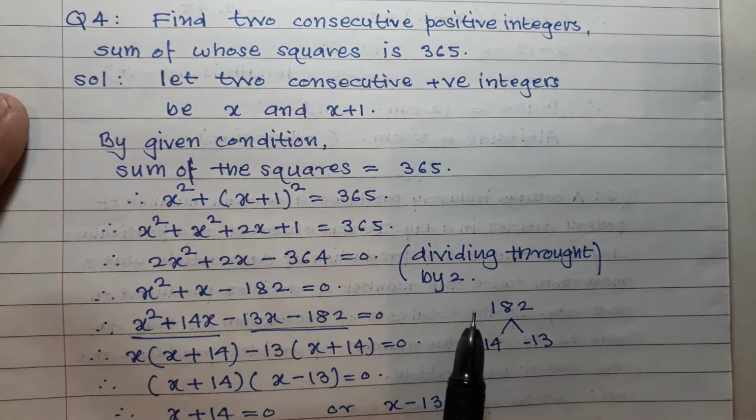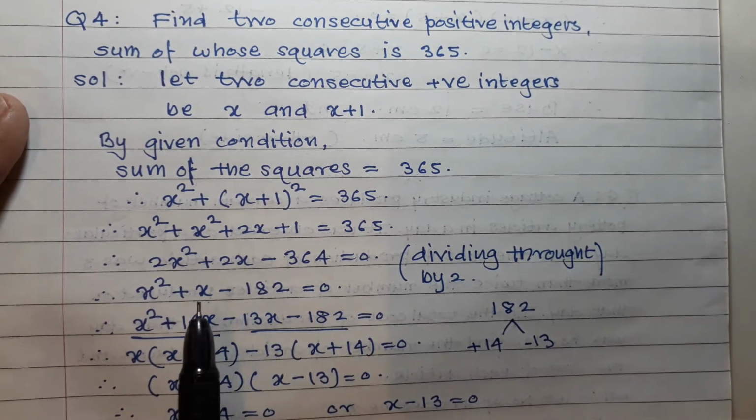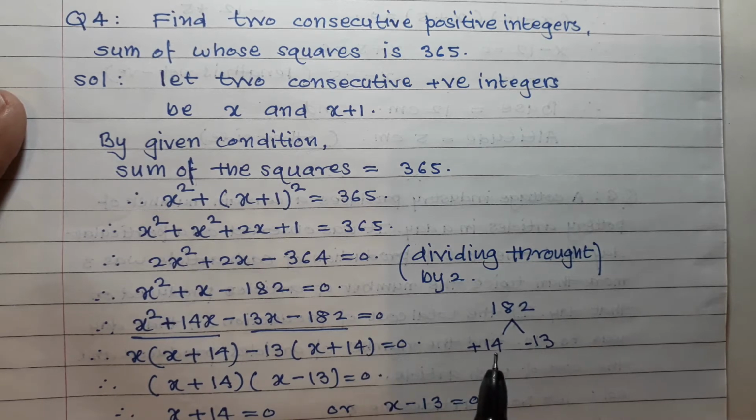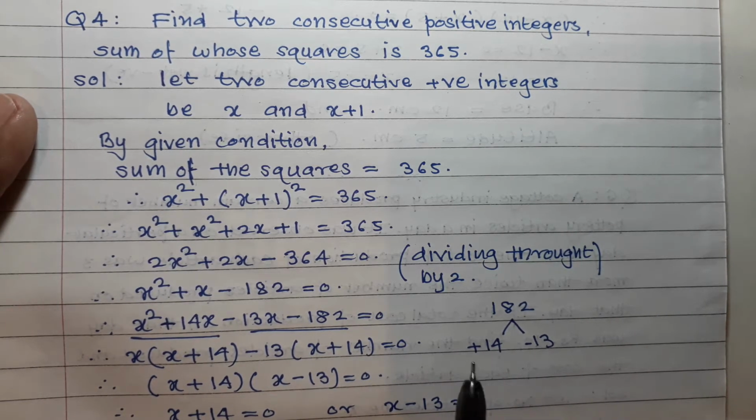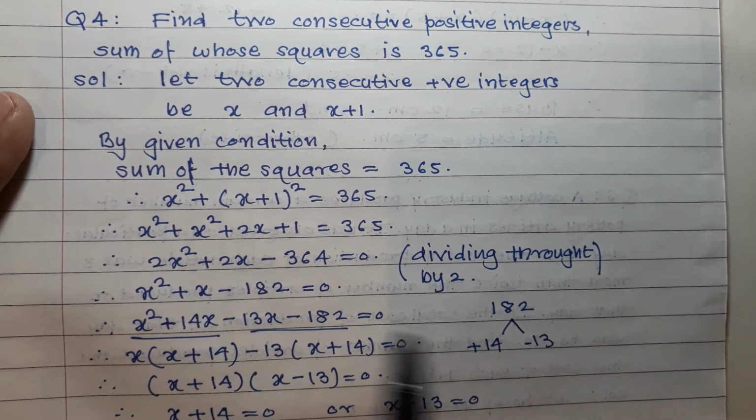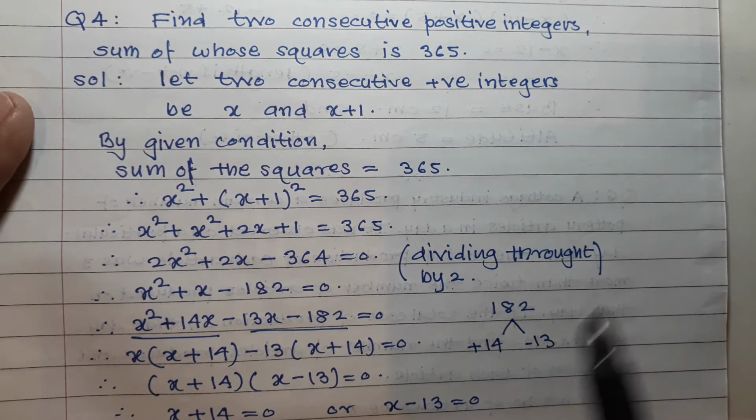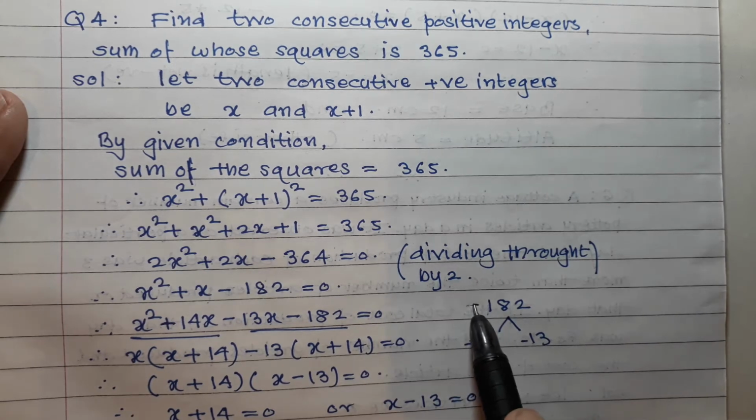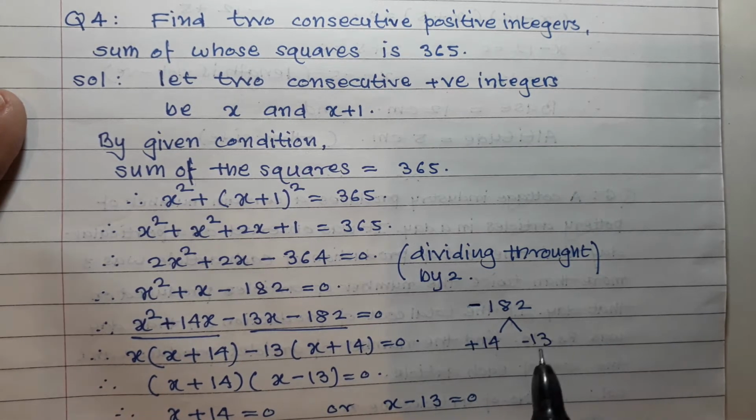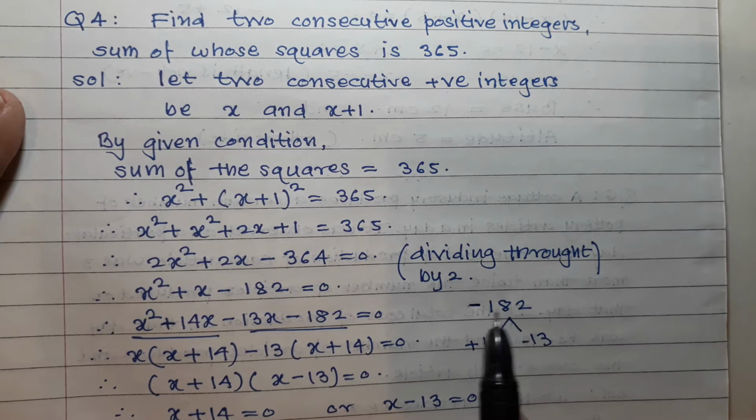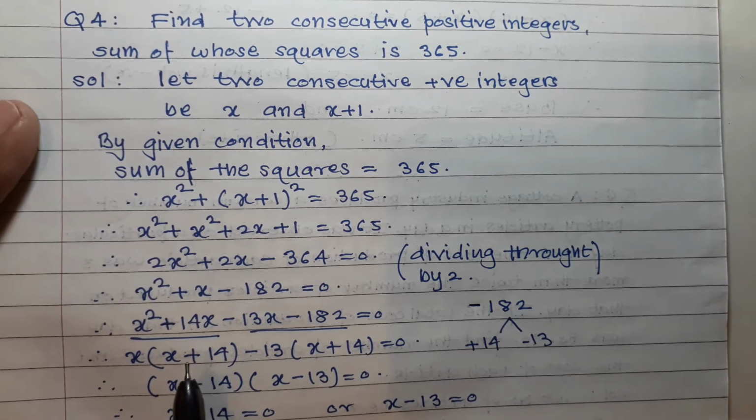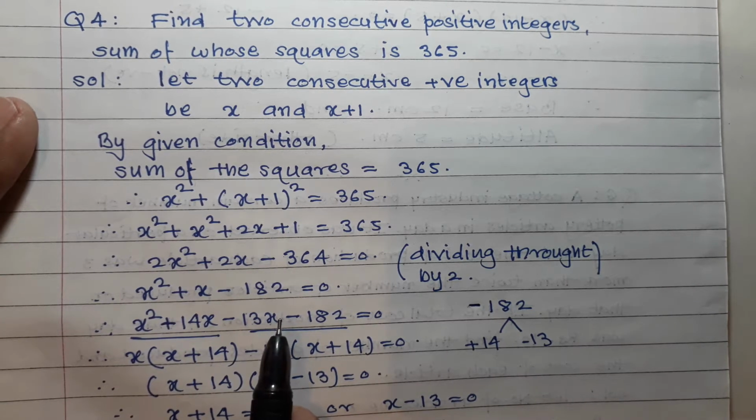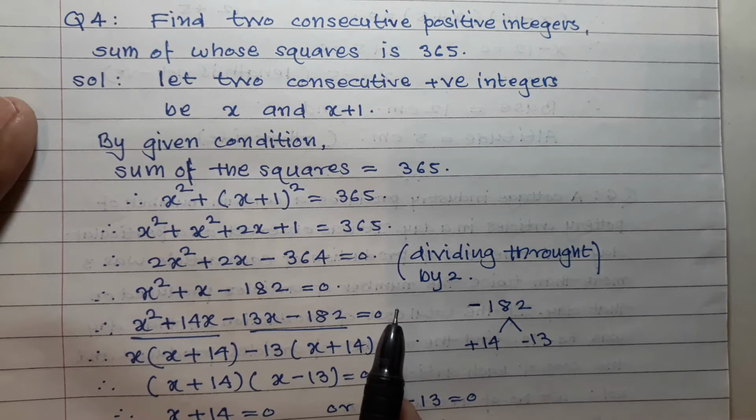Split up 182 such that the subtraction is equal to 1. So that is 14 and 13. This is larger, so the plus sign goes to 14, and now you adjust this. The sum is positive and the product is negative, so this is minus 13, because positive into negative gives negative. And therefore x squared plus 14x minus 13x minus 182 is equal to 0.